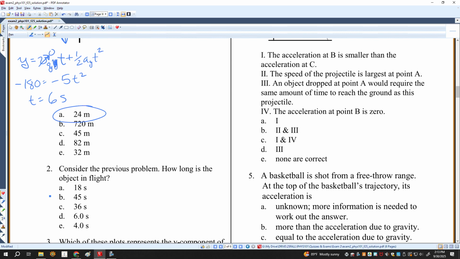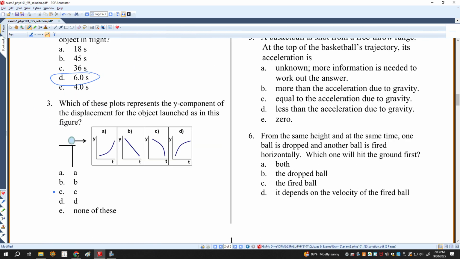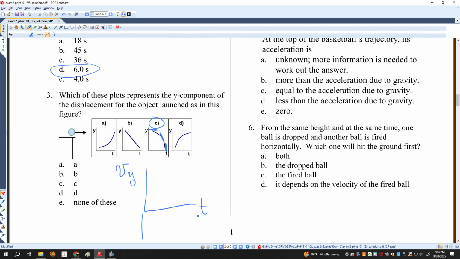How long is the object in flight? Well, look, I already got that, so that's easy. Which of these plots represents the y component of the displacement? The y component of the displacement will look like C. Look, it has a small slope to start, and the slope increases in the negative direction. That describes how its motion changes. If I were to plot Vy versus t, it would look like that.